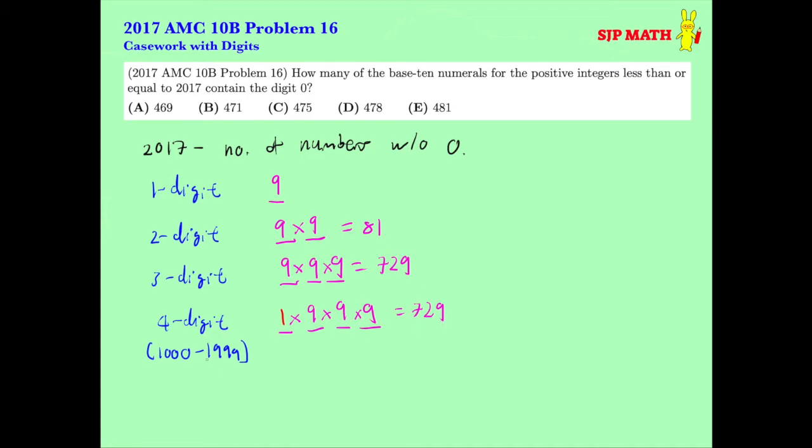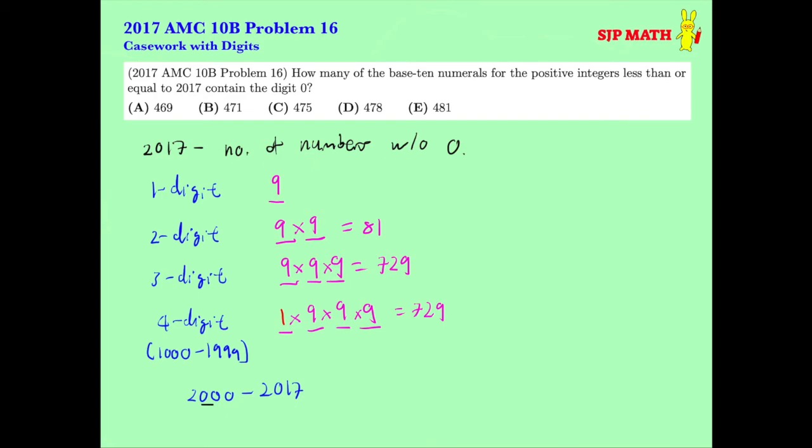The reason why I only looked at the case where it starts with 1 is because we can observe that from 2000 to 2017, there is always a 0 in the second digit. So all of these numbers contain a 0, so we don't have to count them. We're counting the number of numbers without a 0. So that means we're done with calculating this.